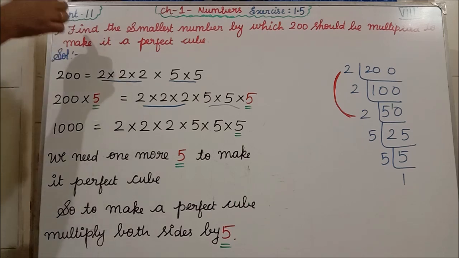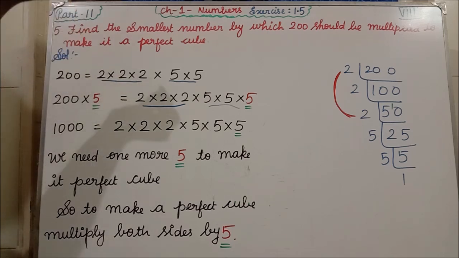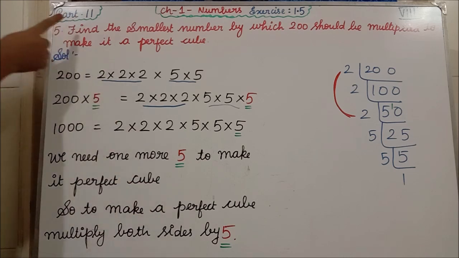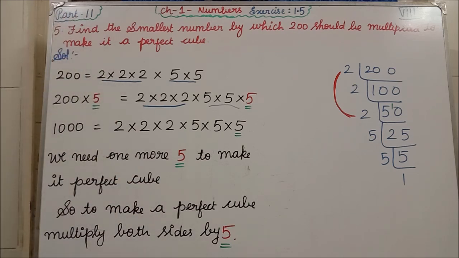Clear? And in the question what they are asking? Find the smallest number they were asking, isn't it? Which number are we multiplying here? 5. Okay? That is the answer for the fifth question. Clear all of you the fifth question?